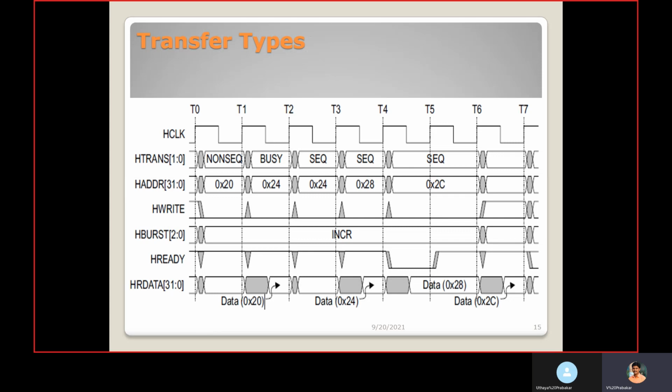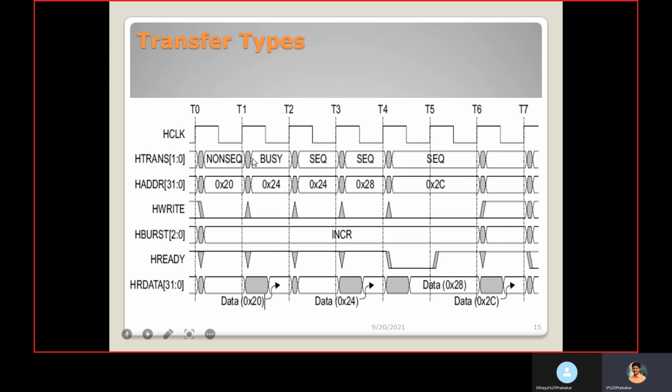Transfer types. So already told, plus burst transfer. Okay, here the burst type is increment type. So it will start with non-sequential. So it is a non-sequential. We can identify that it is the starting of a sequence.